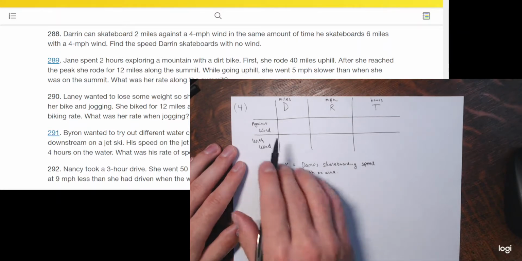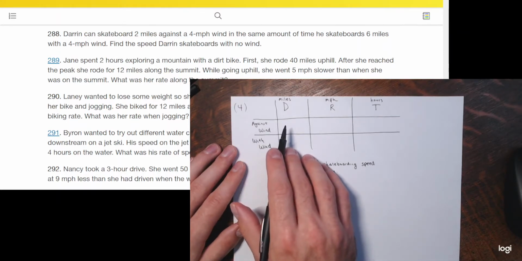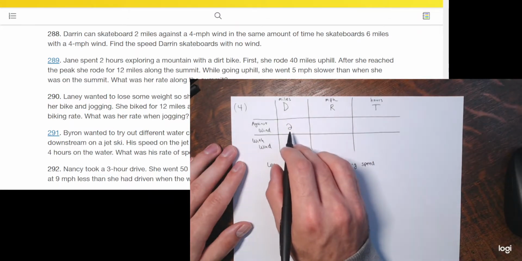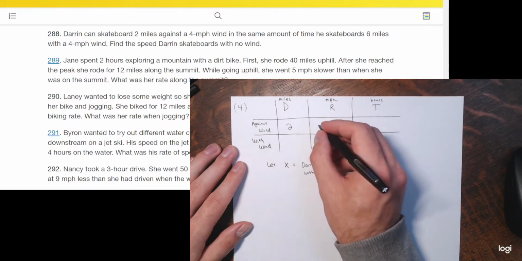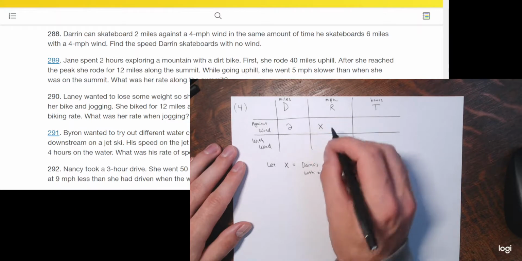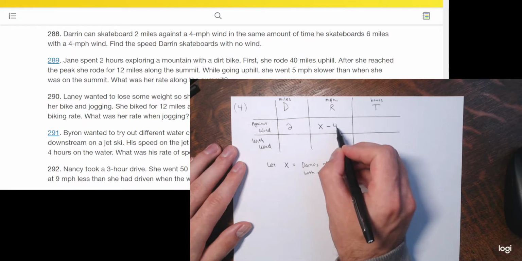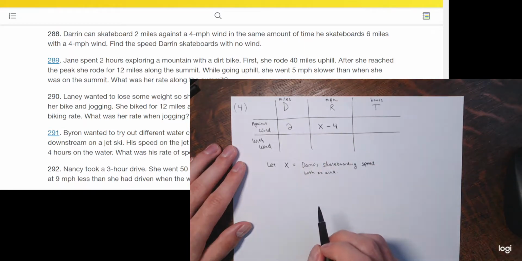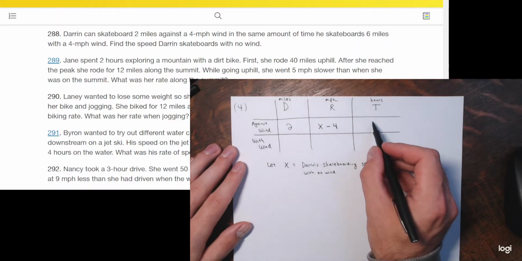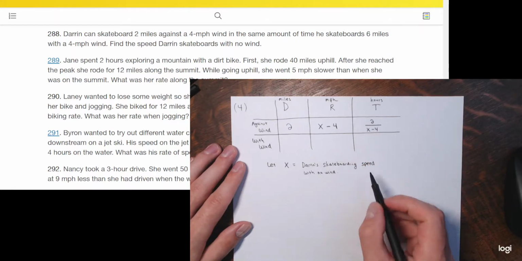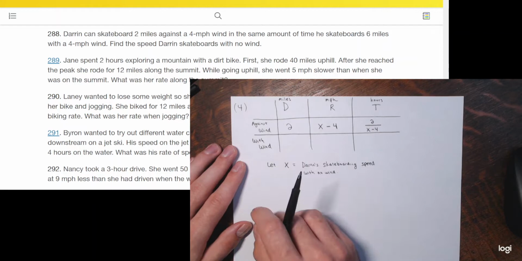So the trip against the wind is described, right? So Darren can skateboard 2 miles against a 4 mile per hour wind. So his rate of speed would be the speed he would go without the wind, which I called x, but then minus the wind speed, right? Minus 4, the wind speed slowing you down. You're going against it. And then once again, time is distance divided by rate. 2 divided by x minus 4. That's how long it would take him to take that trip.